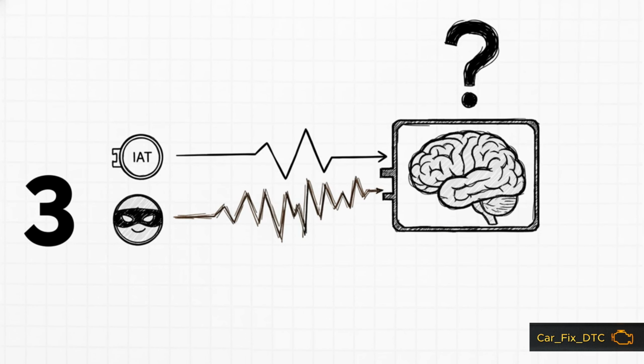Now this is where the plot thickens a little bit. Our third suspect is actually an accomplice. See, there's another sensor called the mass airflow, or MAF sensor, and it works hand in hand with the IAT sensor. If the MAF sensor starts giving bad info about how much air is flowing in, it can totally confuse the car's brain, making it misread the temperature data and, yep, trigger our P0113 code.